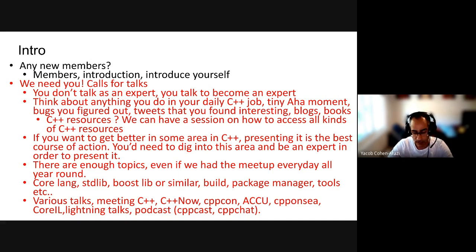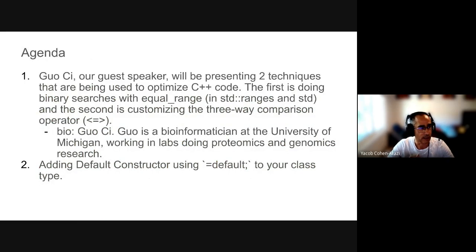So this is what we have today as part of the agenda. Today we have Guo Ci, and I hope I pronounced your name correctly. We were only doing IM between ourselves, so we never had a chance to chat. He's our guest speaker for today. We'll be presenting two techniques that are being used to optimize C++ code. The first one is doing binary searches with equal range, with std ranges and the standard library itself without ranges. And the second is customizing the three-way comparison operator, what we call the spaceship operator.